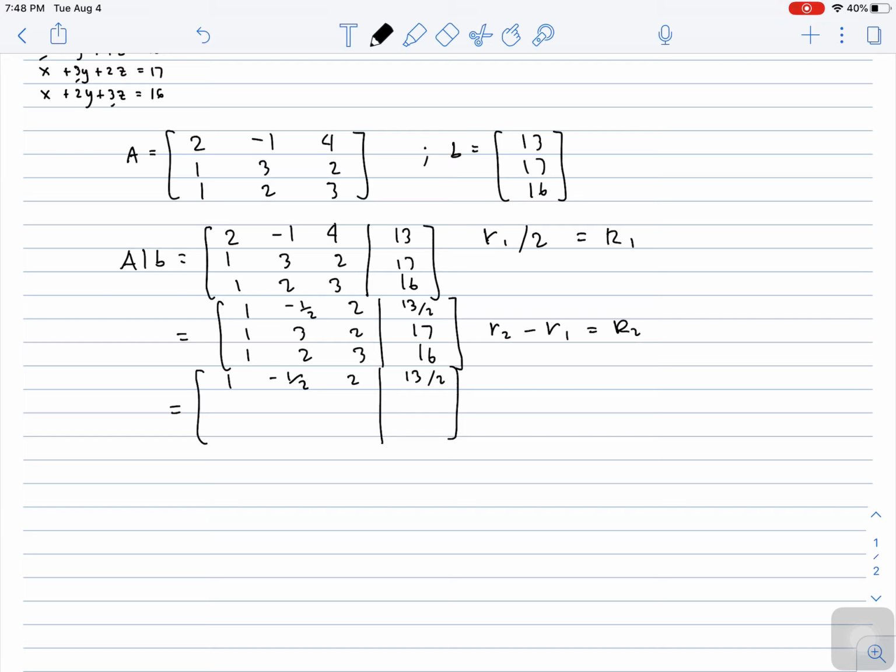So R sub 2, let's begin with this. 1 minus 1 is 0. 3 minus negative 1 half is 3 plus 1 half, which is just 7 over 2. 2 minus 2 is 0. Then 17 minus 13 over 2 is just 21 over 2. Then copy the third column.